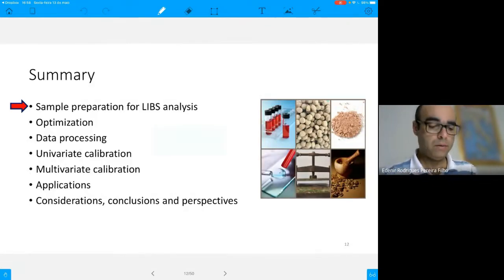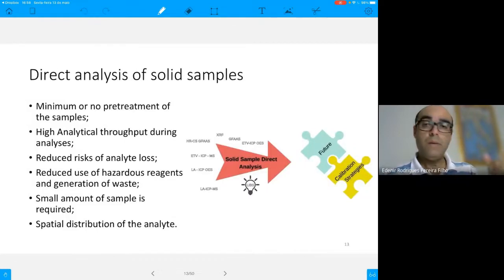Sample preparation for LIBS analysis. The first topic: we can perform direct analysis of solid samples. In this way, we have minimal or no pretreatment of the samples.